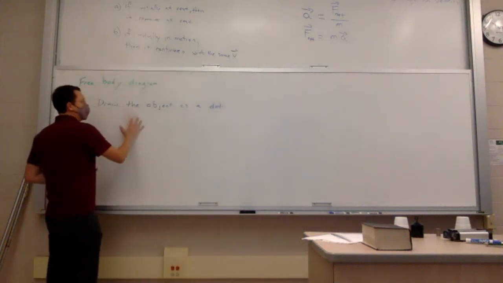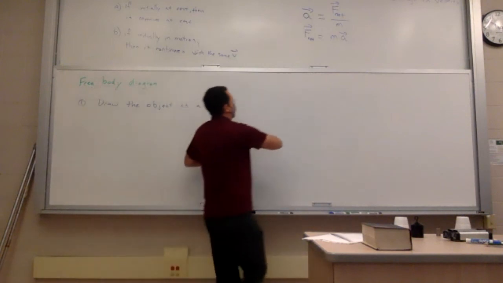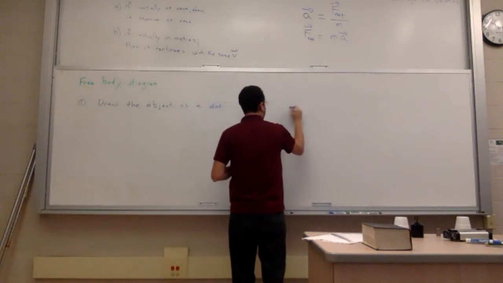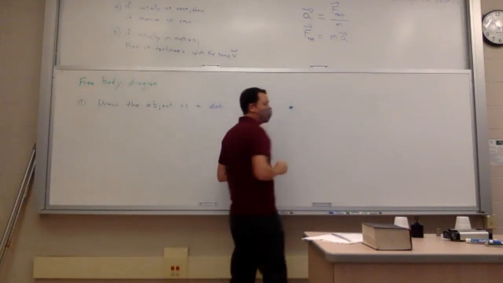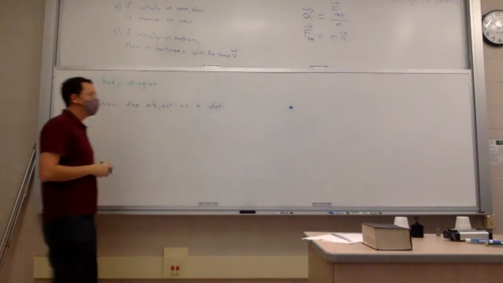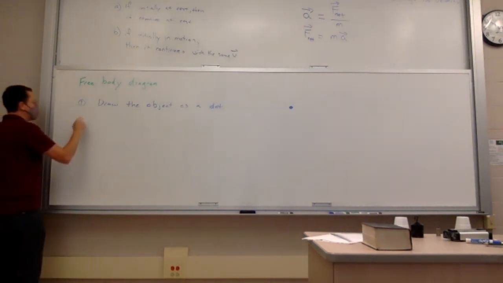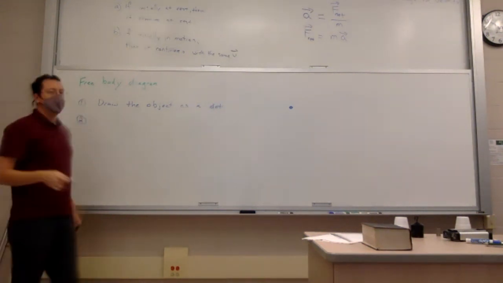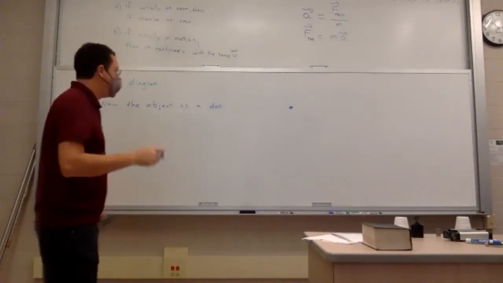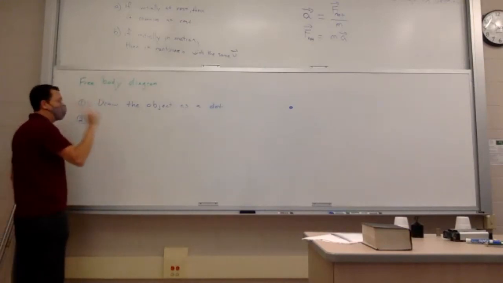Okay, so you draw a dot. Let's do that. Wow. That could be a cat, a car, a house, or a dot. Draw it the same way. Okay, step 2. You identify all the forces acting on the dot.